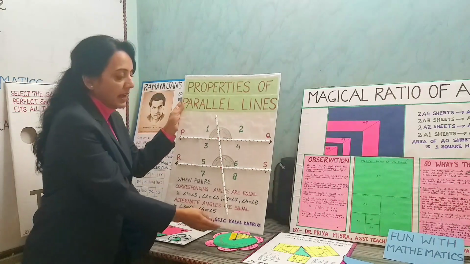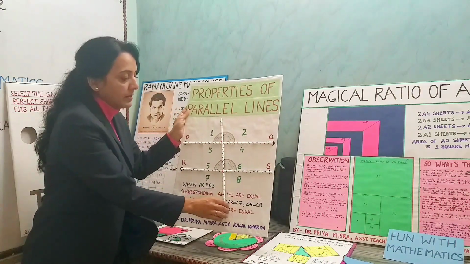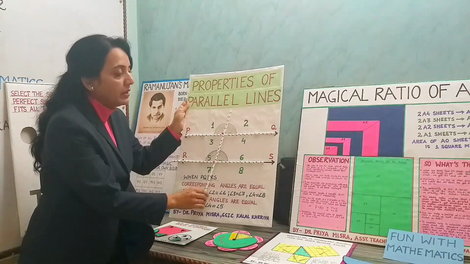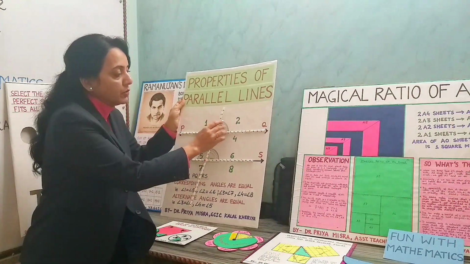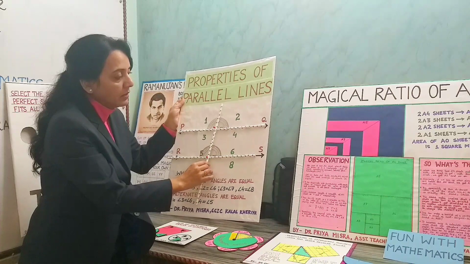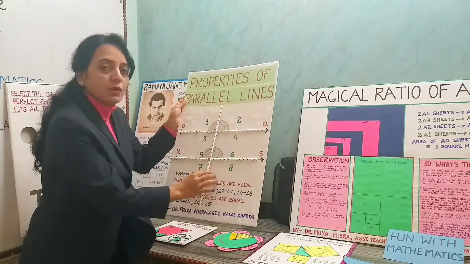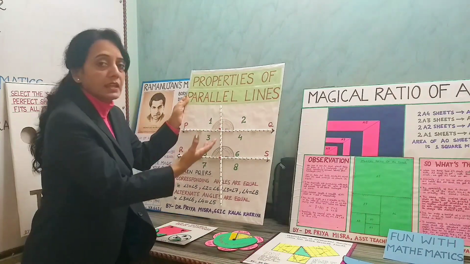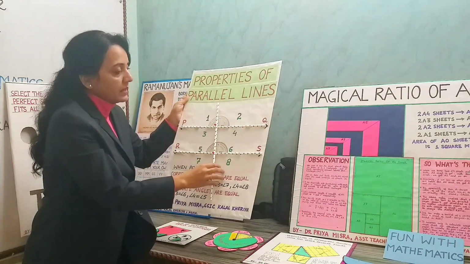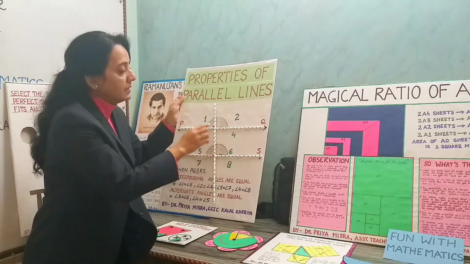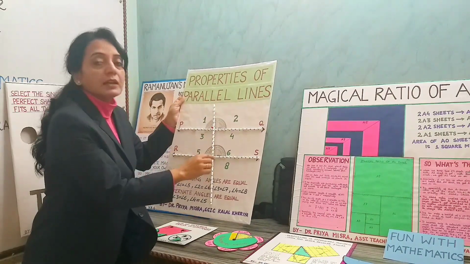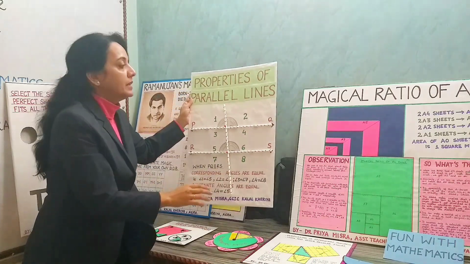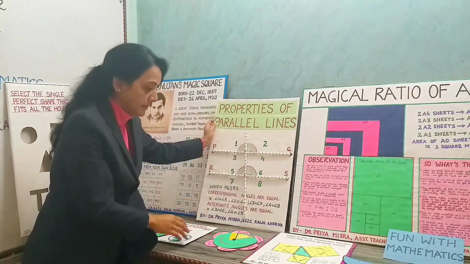Now this is a kind of working model. Here, this transversal line can be moved, and as it moves, this angle also changes. So students can themselves see how the corresponding angles are equal, and how alternate angles are also equal. So this is a model to tell about the properties of parallel lines.